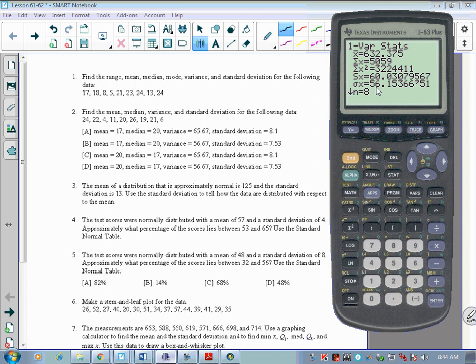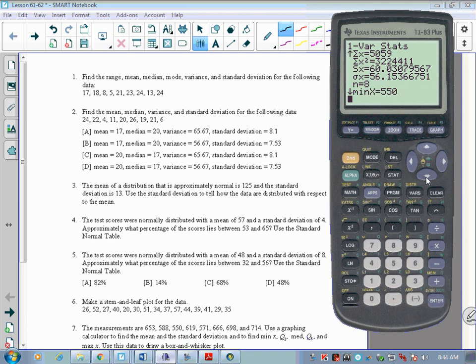For whatever reason, they get a little bit different number there, and I'm not exactly sure why. I don't know that I left anything out, but they say that the standard deviation was 60. Not really sure why their number is different there. I'm going to go with my graphing calculator on this because I don't think we messed anything up.